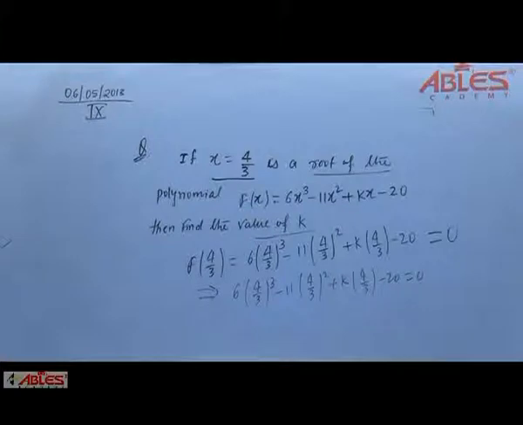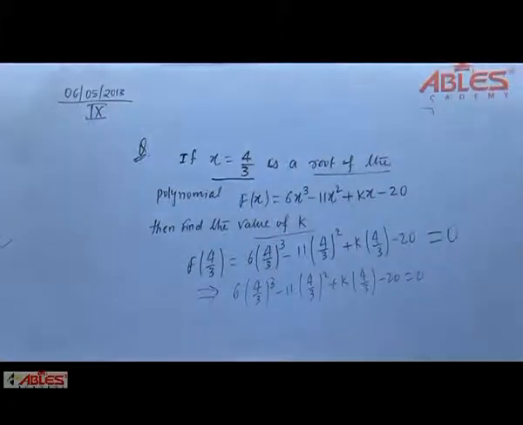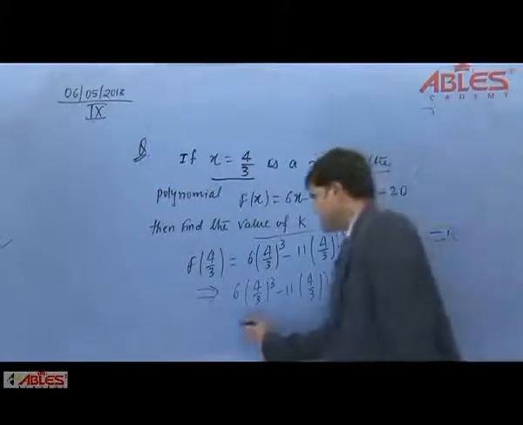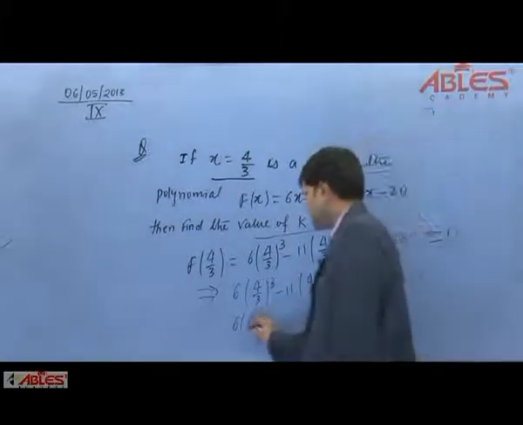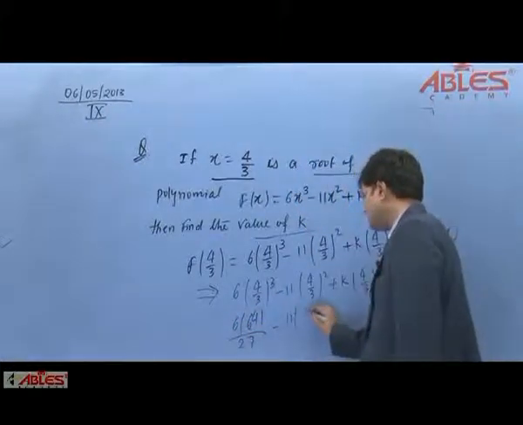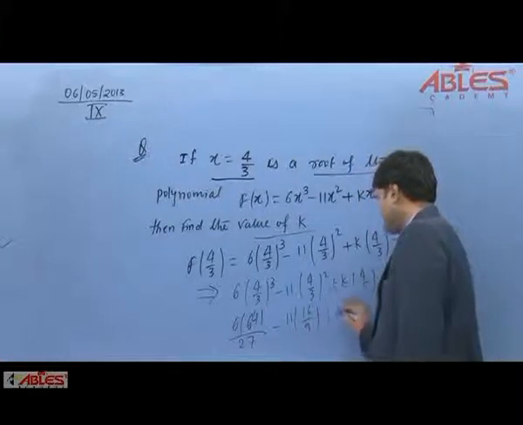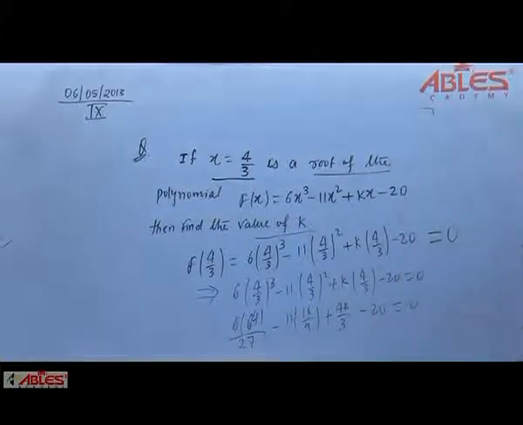Okay students, from one center I am getting the response 19. That's the right answer. So all other centers, just try to find the answer. You can simplify it. You will get the next step as 6 into (4/3) cube. So you will get 64 upon 27 minus 11 into 16 upon 9 plus 4k upon 3 minus 20 equals 0.